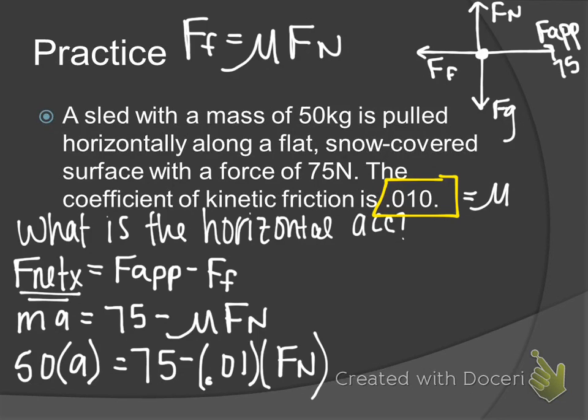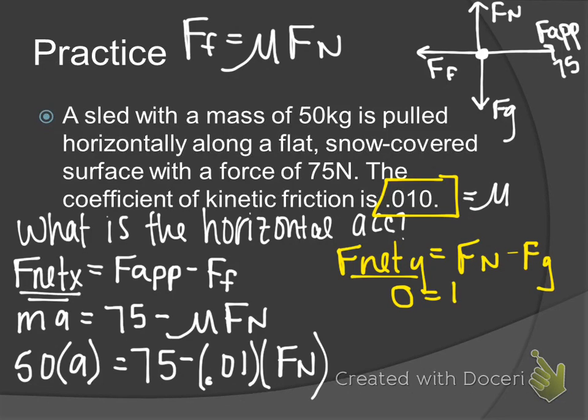Is our object accelerating vertically at all? No, it's not. So that means if we look at our F net in the y direction, we would take our normal force minus our gravitational force. If we know it's not accelerating in the vertical direction, what does F net have to be in the vertical direction? 0. Which means F sub n minus F sub g has to equal 0, which means our force due to gravity equals our normal force.